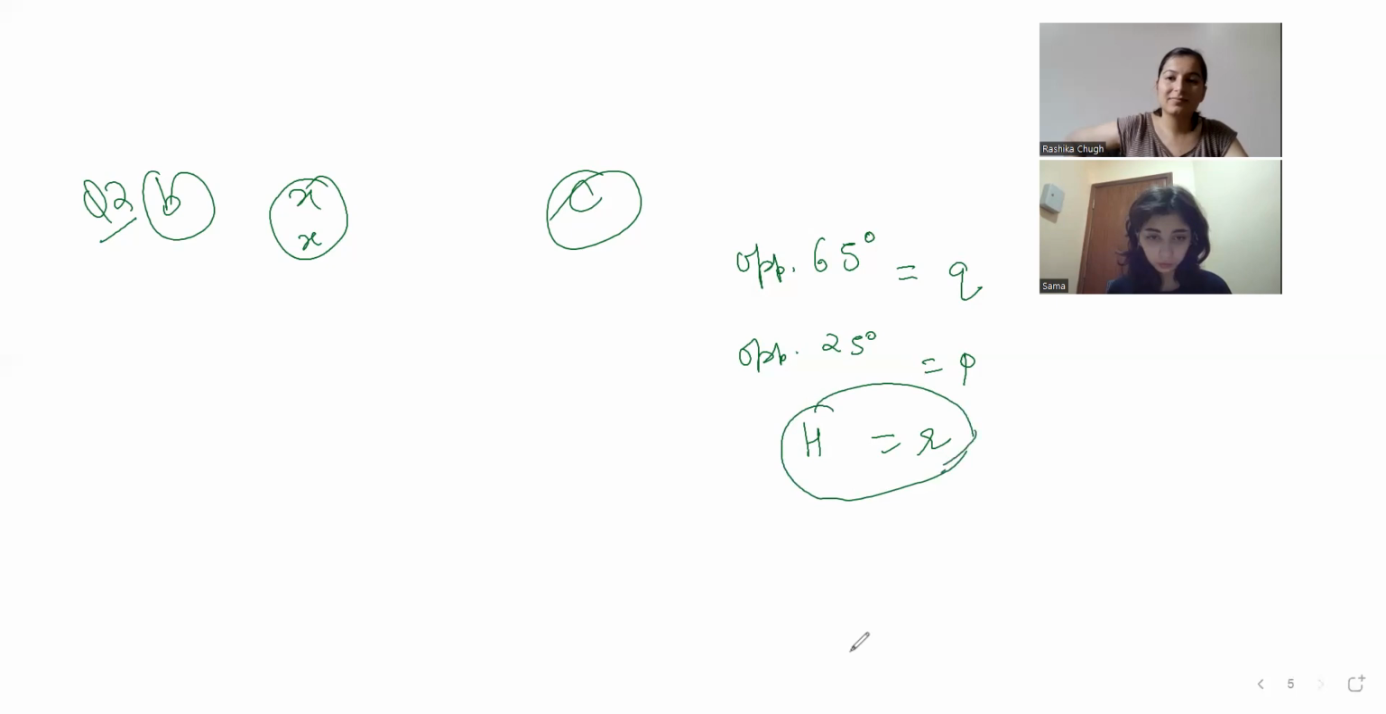Are angles required? No, not required. For hypotenuse, it doesn't matter. For the other two sides, it matters. Okay. Hypotenuse is the same, but the other two sides can change according to which angle they are in front of.